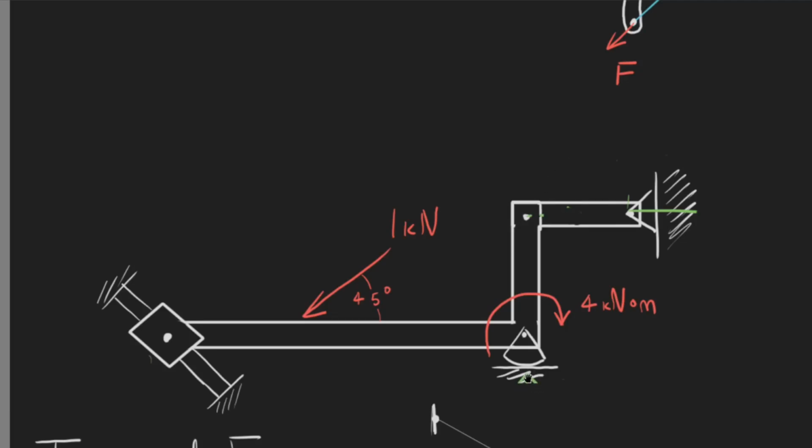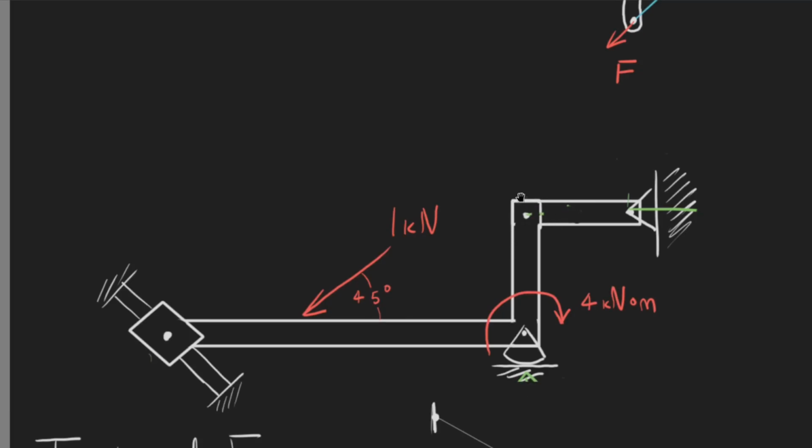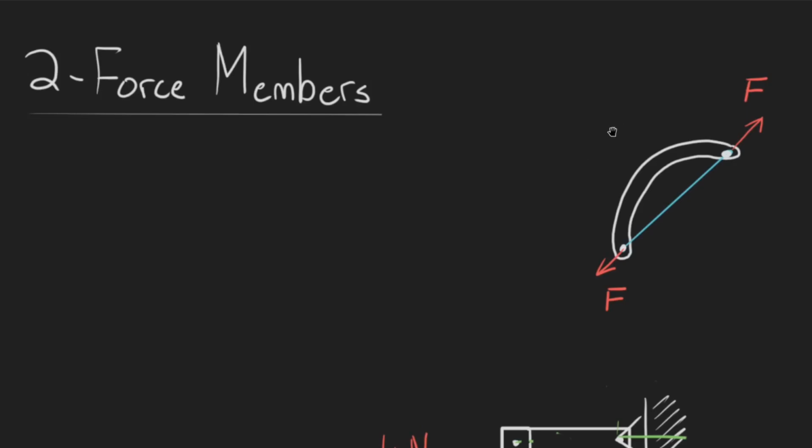We're going to have one right here in this direction. We're also going to have one right here. We know its direction, but not its magnitude, which means you have 1, 2, 3, 4 unknowns, and we can't solve for it unless we use the idea of two force members.